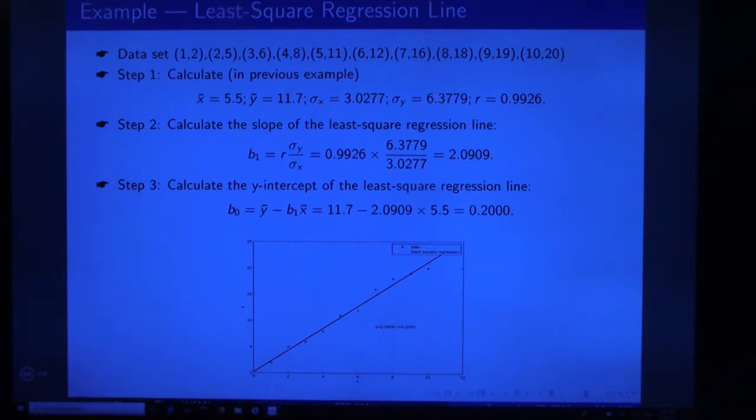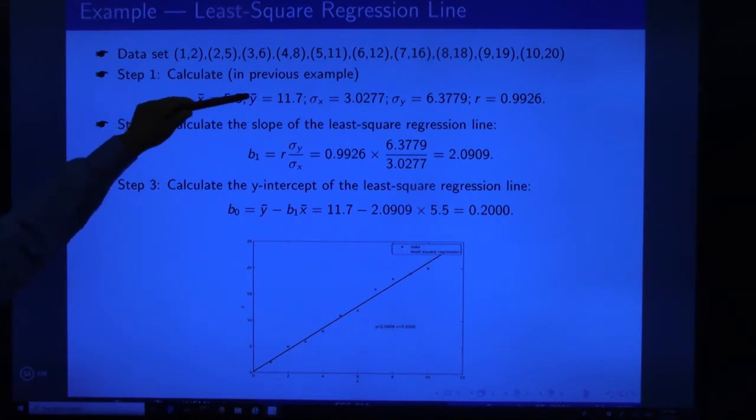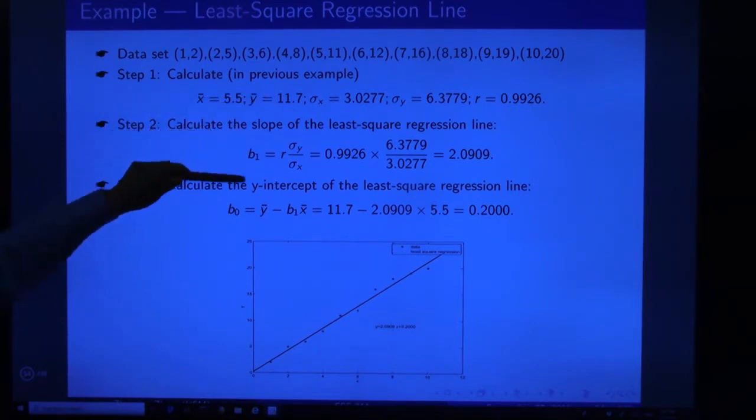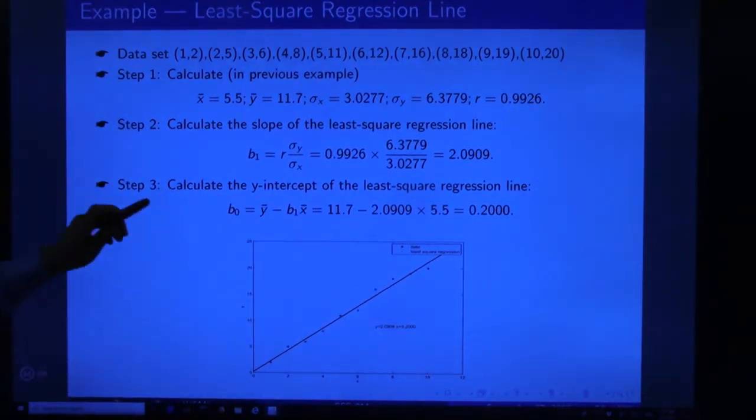So far, we should be very clear on how to do this. Calculate the mean of x, the mean of y, the standard deviation of x, the standard deviation of y, and the correlation coefficient, then calculate B1, then last calculate B0, and that's it. From the previous example, we know x bar, the mean of x, equals 5.5, y bar equals 11.7. Everything is in the first few slides. And sigma x equals 3 something, sigma y equals 6 something, and the correlation coefficient equals 99% and something.